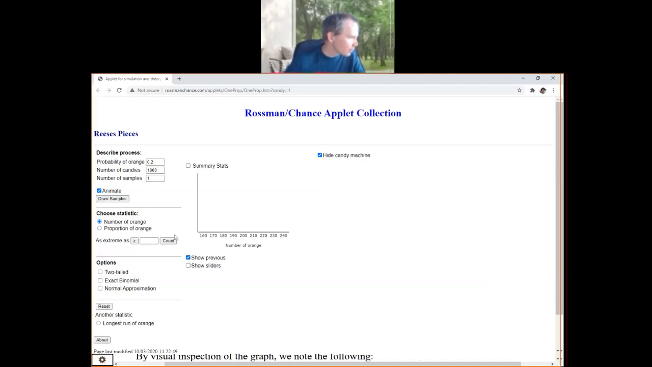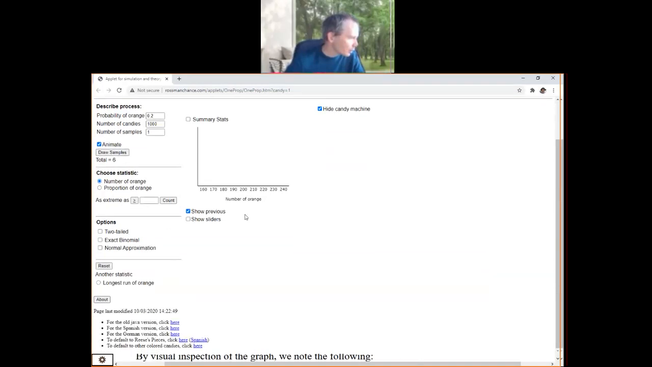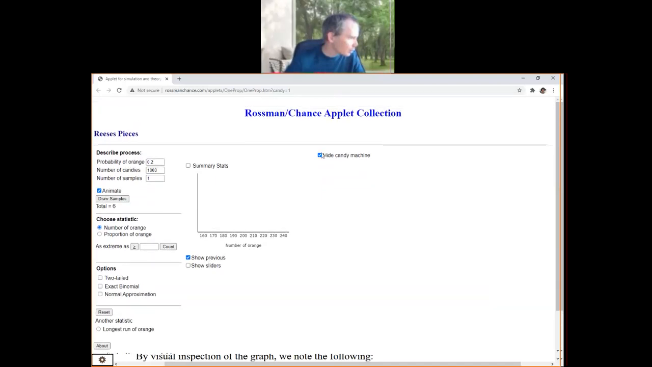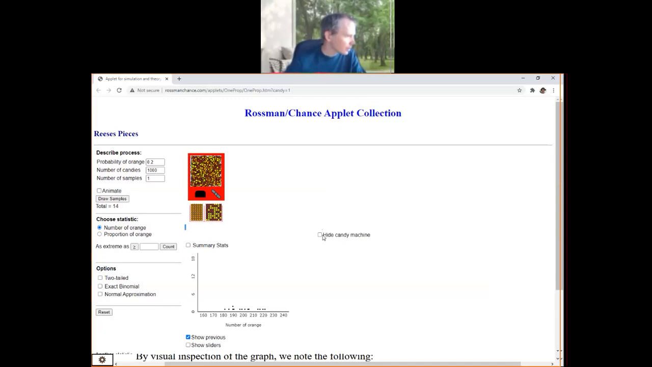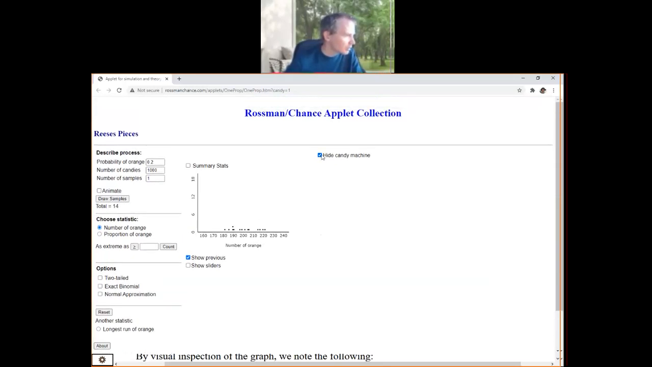Here, let's reset it. Okay, as I take samples, you can see every time I click, it's supposed to draw another sample. Why is it waiting for the candy machine? Oh, undo the animate. Nope, still didn't work. All right, well, this isn't working the way it's supposed to. I have to keep hiding and unhiding this candy machine to get the dots to show.